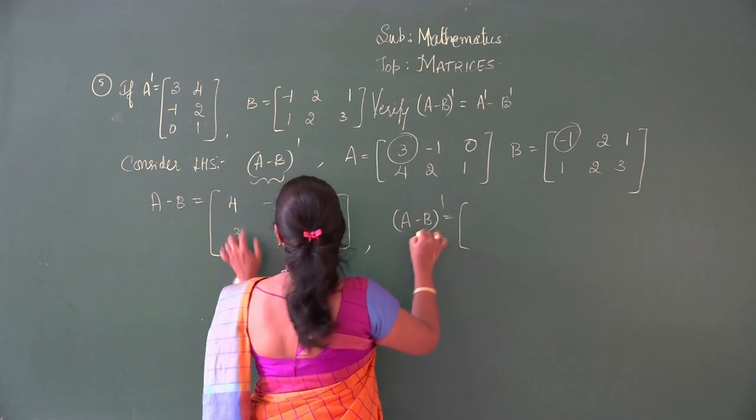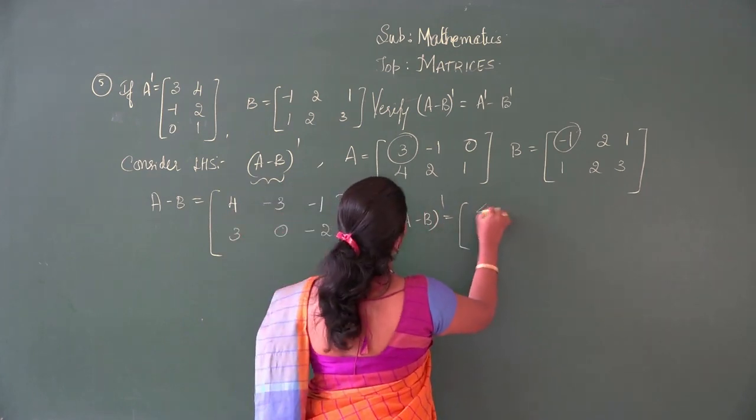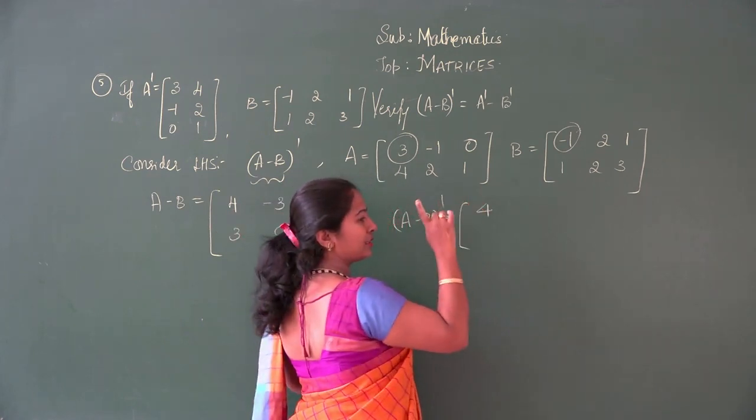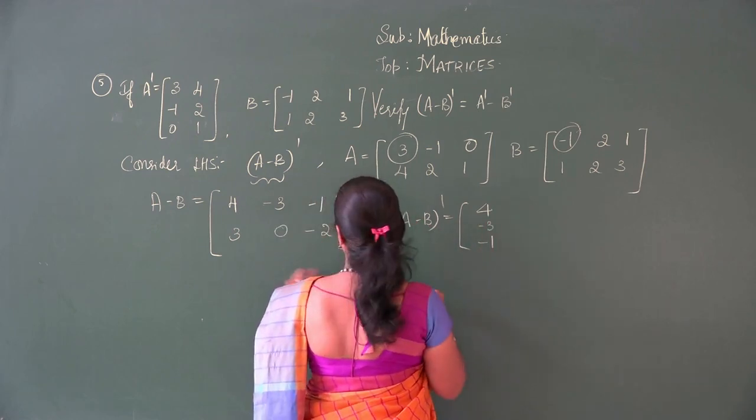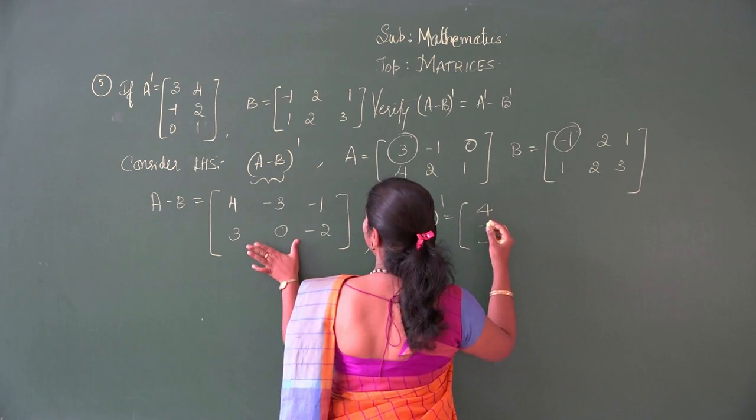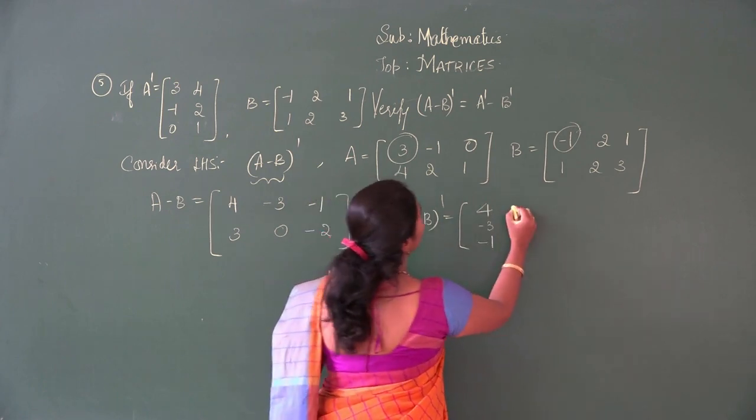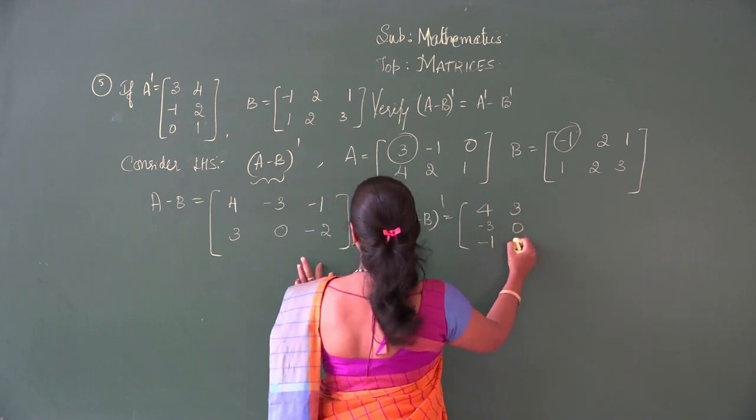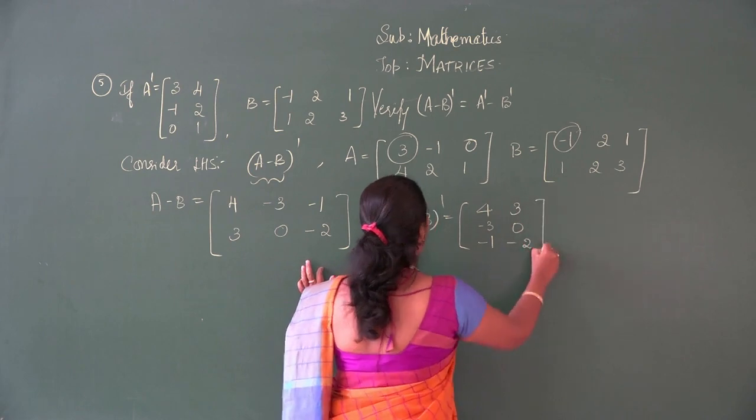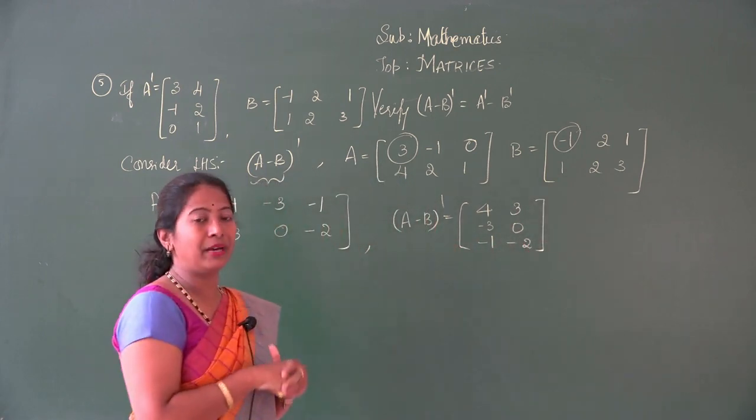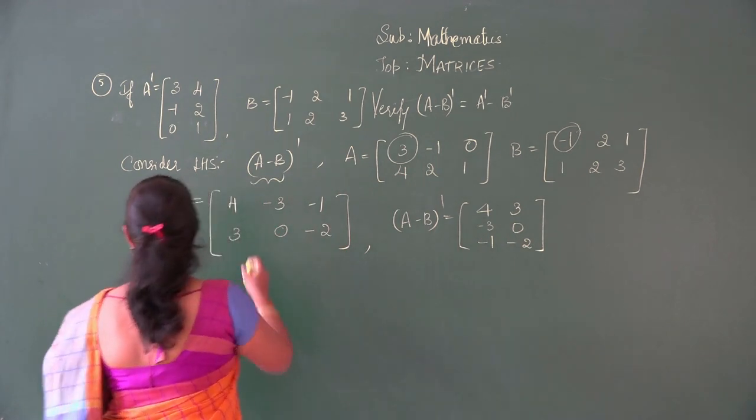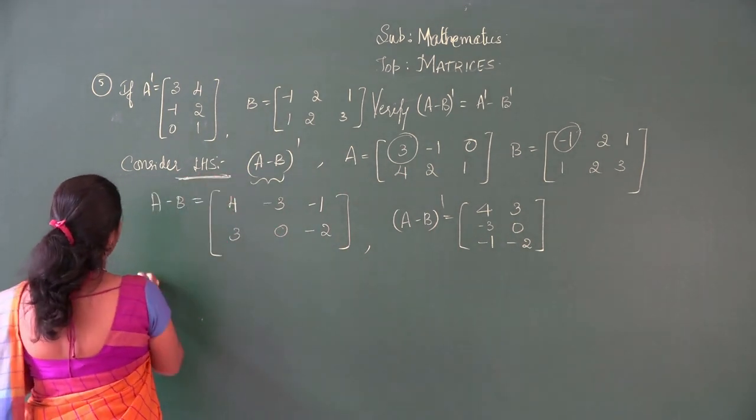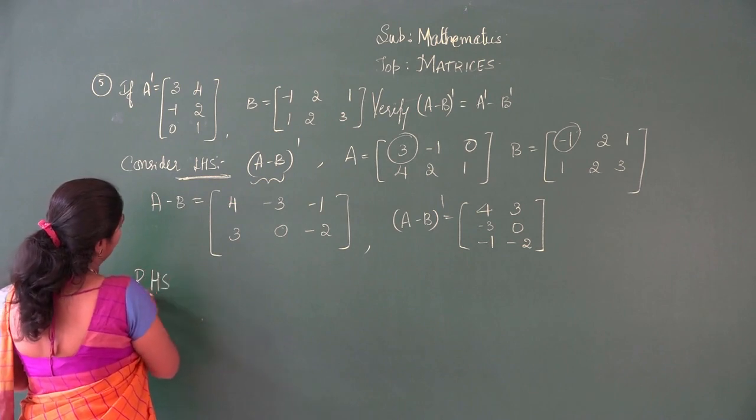So, transpose the given matrix. The first row 4, minus 3, minus 1 becomes the first column, and it can be written as 4, minus 3, minus 1. 3, 0, minus 2 is the second row. When we transpose, it becomes the column and hence it can be written as 3, 0, minus 2. This is all about LHS. Now, we shall find RHS.